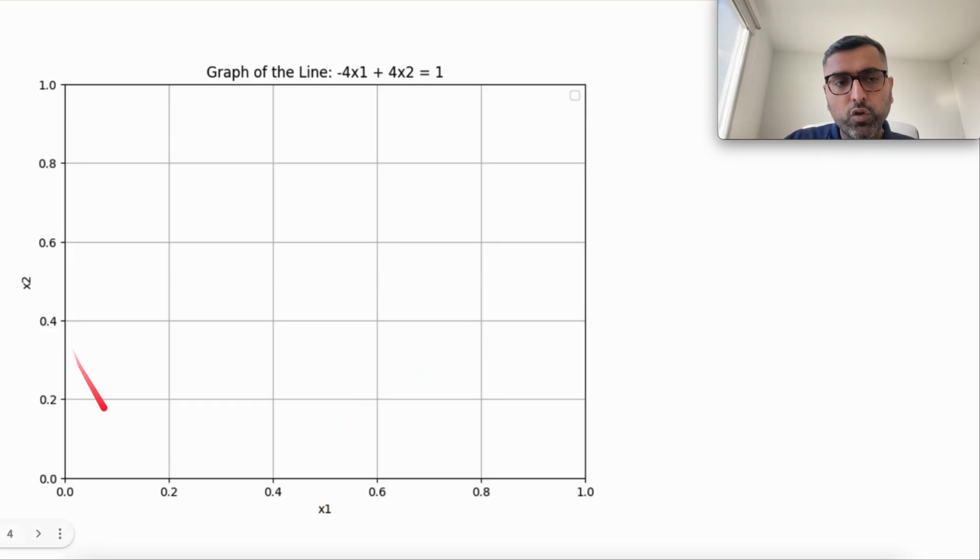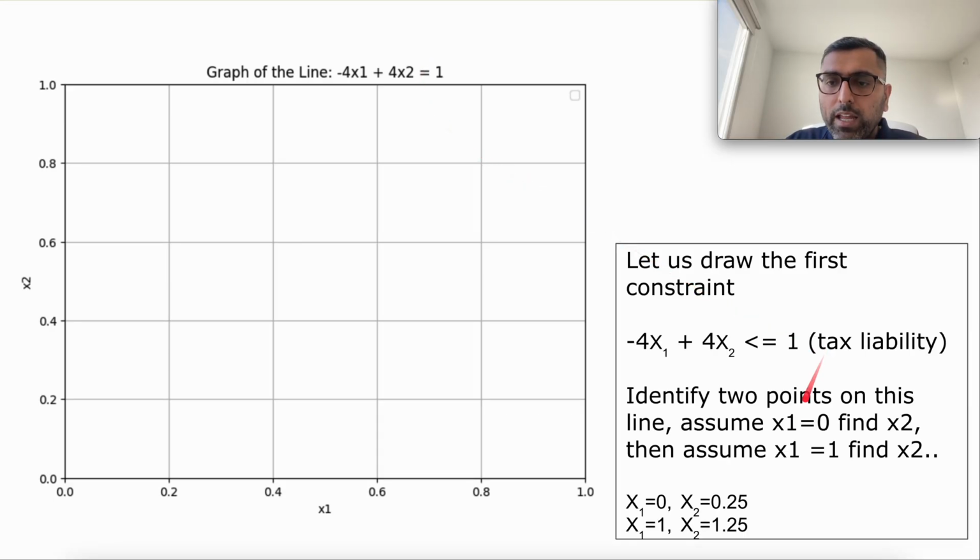Given there are two variables, we can draw this on a piece of paper. We put the first variable on the x-axis, the second variable on the y-axis. Having done this, we need to find 2 points that are on this line. Once we know 2 points, we can build a line. Assume x1 equals 0. Put x1 equals 0 in this equation, and you get 4x2 equals 1. So when x1 equals 0, we get x2 equals 0.25. Similarly, when we put x1 equals 1, we get x2 equals 1.25.